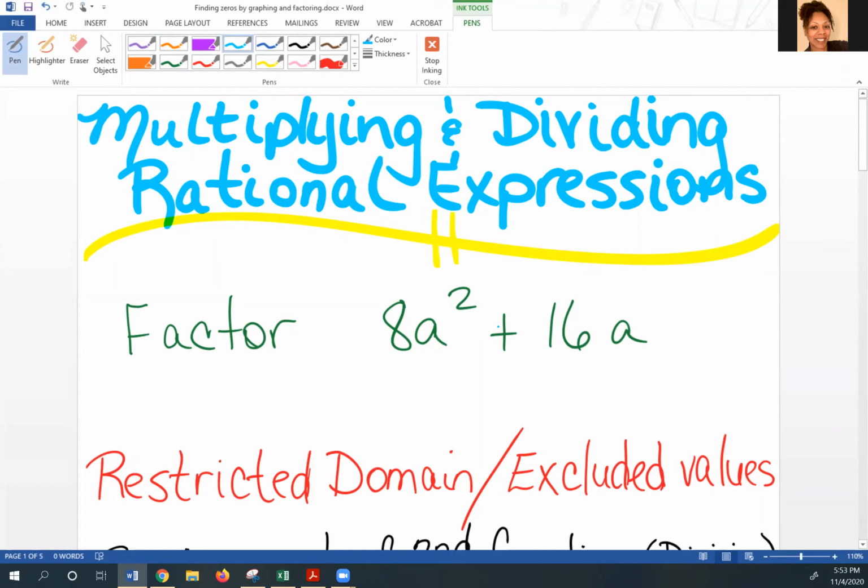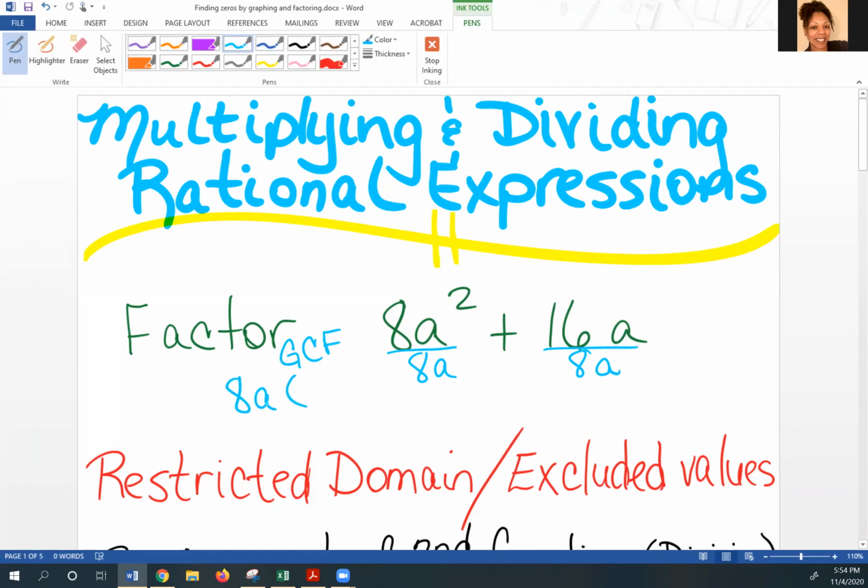It's already in standard form, so we don't have to rearrange it. We can divide both of these by 8a. You typically want to look at the smallest number that's already given and try that number first. That's usually your GCF, your greatest common factor. So once I do that, I have 8a. That's what's going to go on the outside of my parentheses.